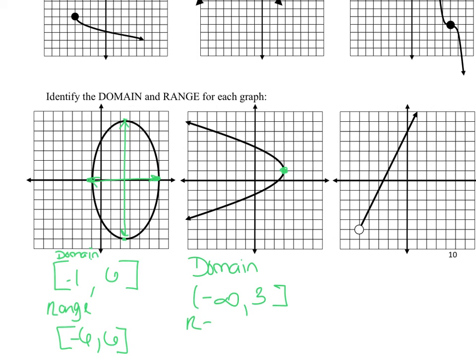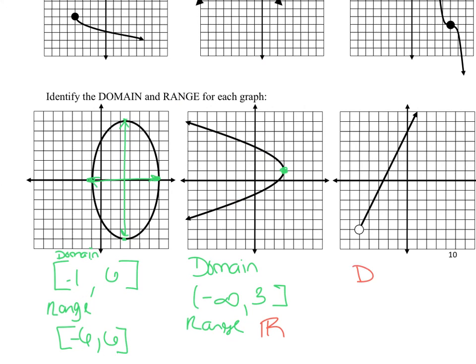The range in this case, though, you can expand this graph all the way up because this grows all the way up and all the way down. So because it expands all the way up and all the way down, it's all real numbers. So the range here is all reals.